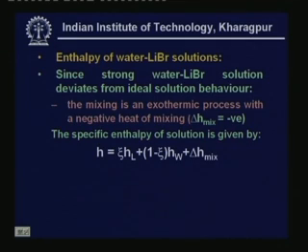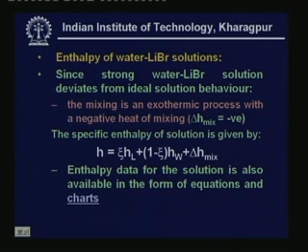As you know, delta h mix is the heat of mixing, and in this particular case heat of mixing is negative because this particular solution deviates in a negative manner from the ideal solution. That means the mixing process is an exothermic process. So when you mix water with lithium bromide solution, heat is generated. And enthalpy data, just like your vapor pressure data, is also available in the form of empirical equations and charts. Let me show a typical chart here.